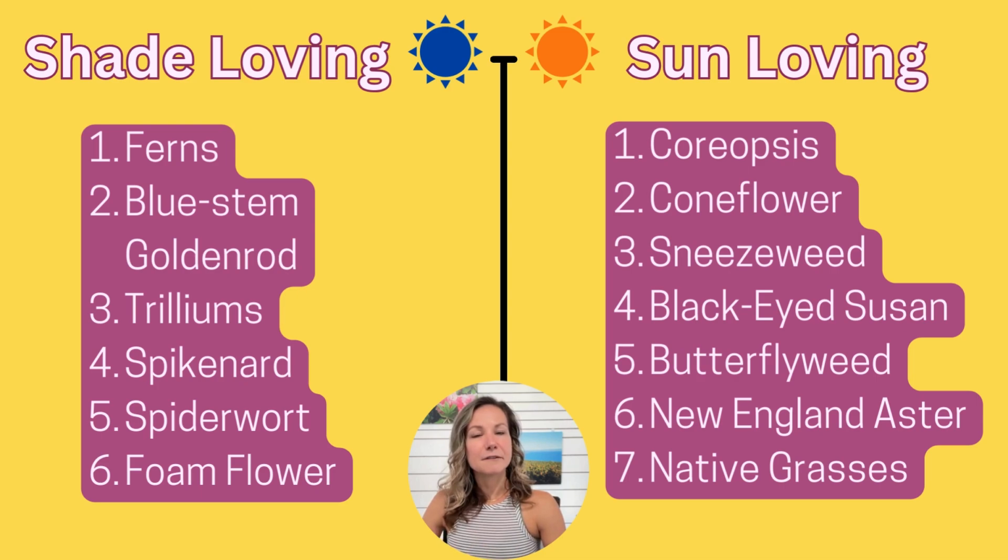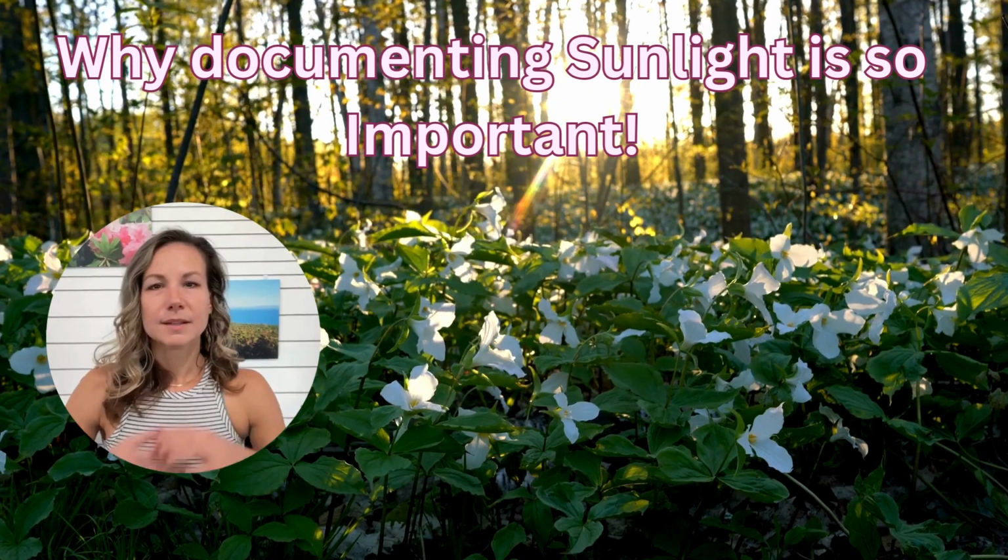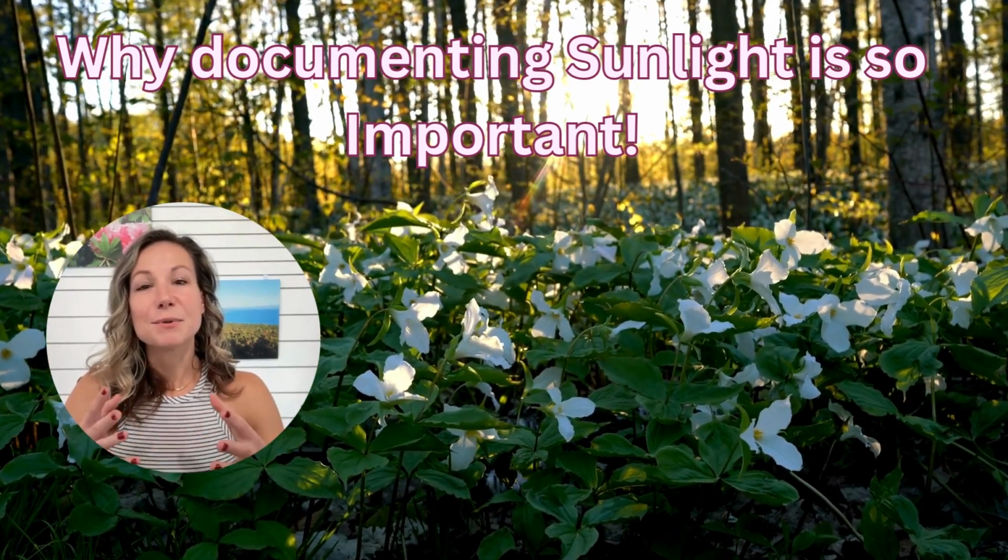Conversely, there are a handful of native plants that can tolerate truly full sun conditions. Coreopsis, coneflower, sneezeweed, black-eyed Susans, butterfly weed, New England aster, and many varieties of native grasses can tolerate and thrive in full direct sun conditions. More often than not, these varieties are also drought tolerant, so you can add that as a perk to your list. So, why is sunlight analysis so important?